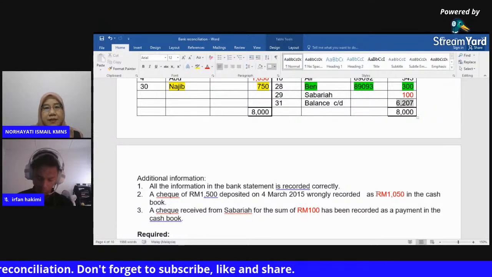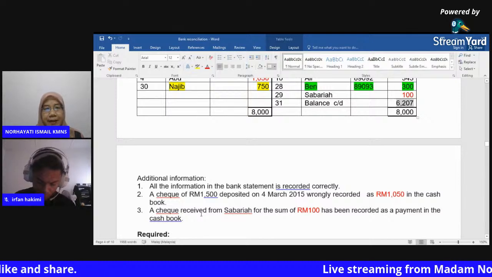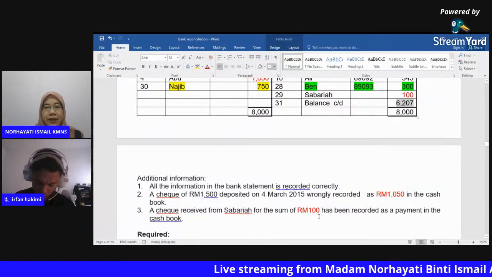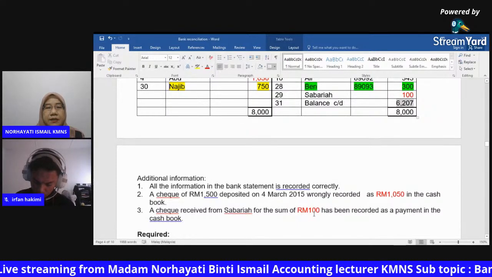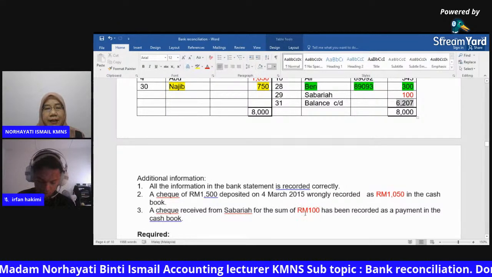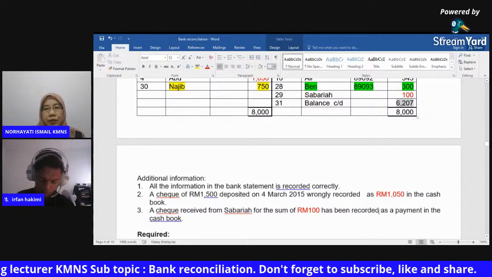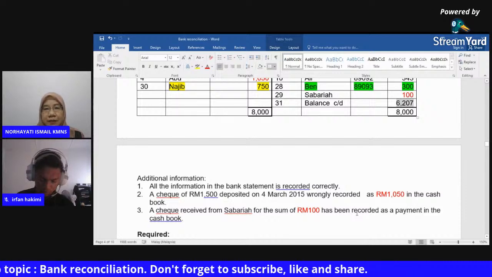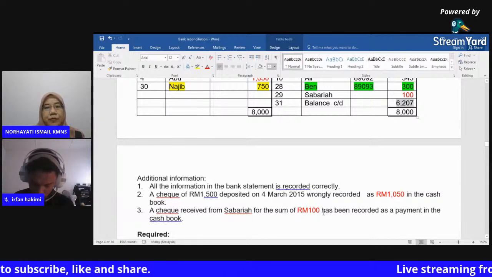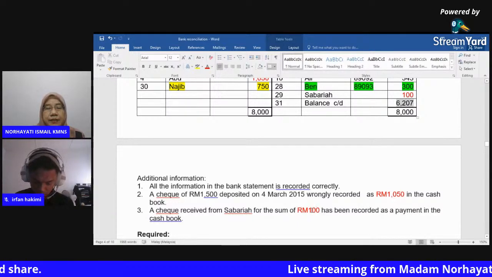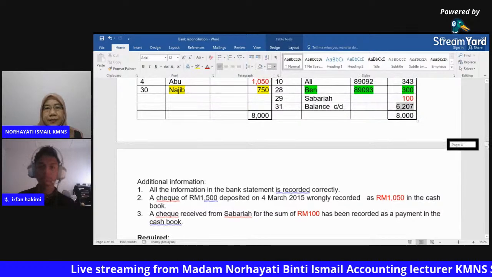in the debit side. And another one, a check received from Sabaria for the sum of 1,000 has been recorded as payment. Okay, this one we call reversal error. The amount 100 should be recorded in the debit side, but in the cash book, it has been recorded as payment or in the credit side. So we have to make an adjustment. We have to double this amount. 100 become 200.